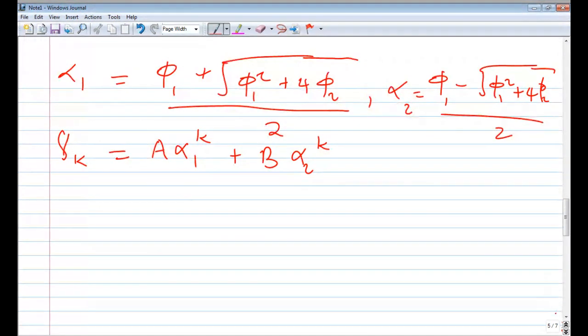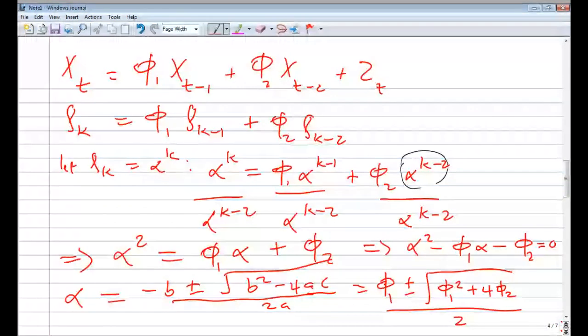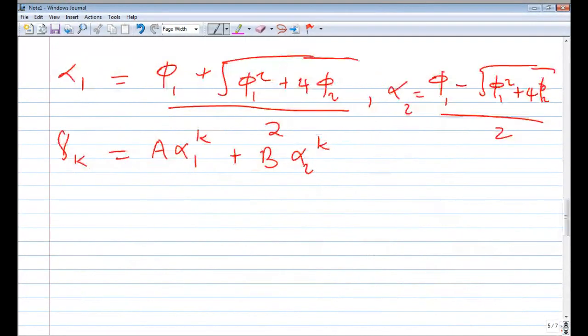Let me just name the equation now. Let me say this is equation number 1. This one, you see this one? Rho k equal to phi 1 rho k minus 1 plus phi 2 rho k minus 2. This is equation number 1. So then this one, let me call it equation number 2.